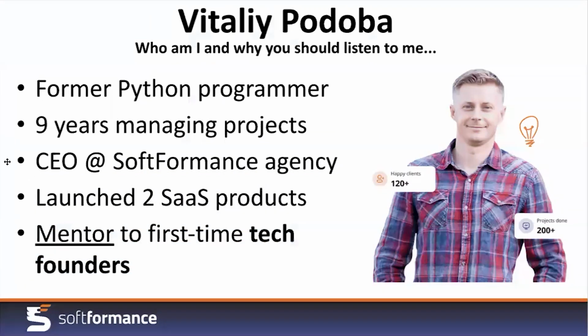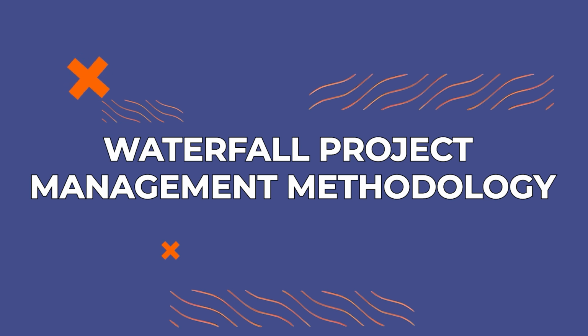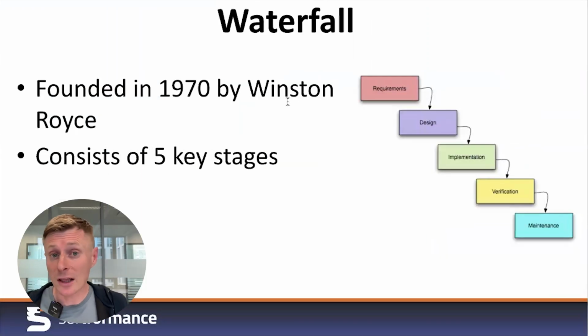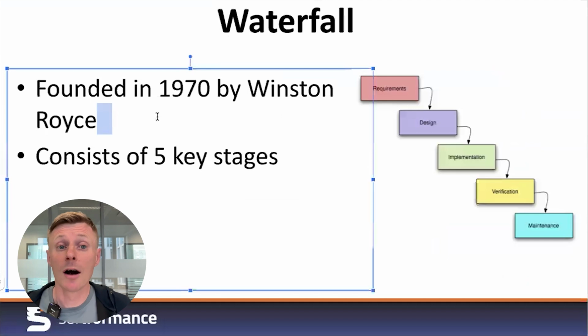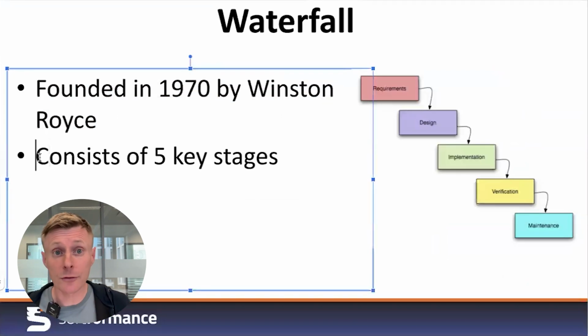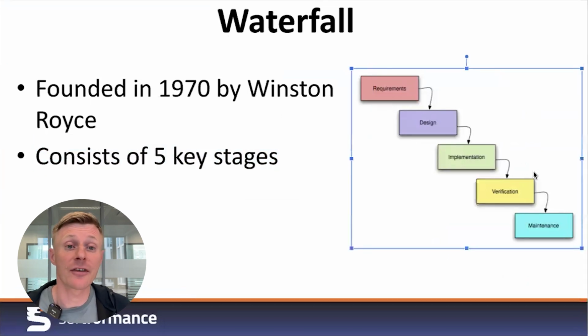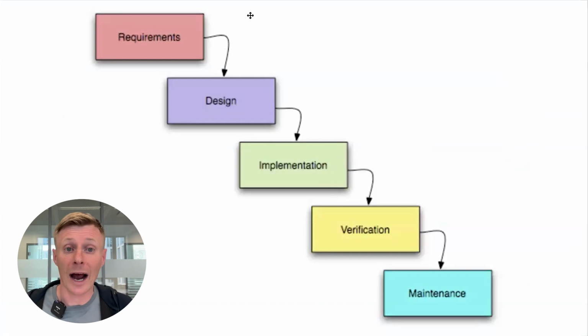Now, let's start with the first project management methodology, Waterfall project management methodology. The Waterfall methodology is a well-established project management workflow founded in 1970 by Winston Royce. Like a waterfall, each process phase cascades downward sequentially through 5 stages: requirements, design, implementation, verification, also known as testing or function acceptance, and maintenance.